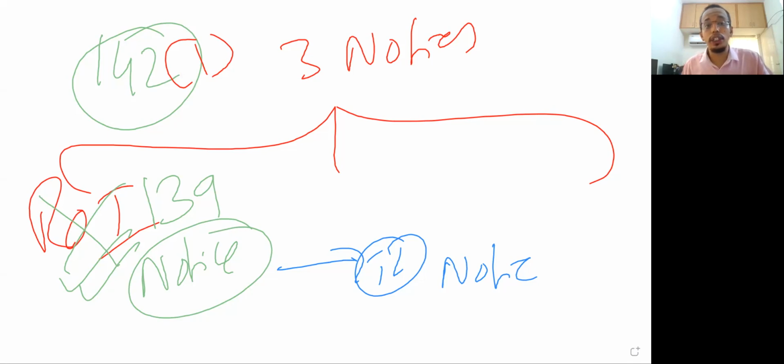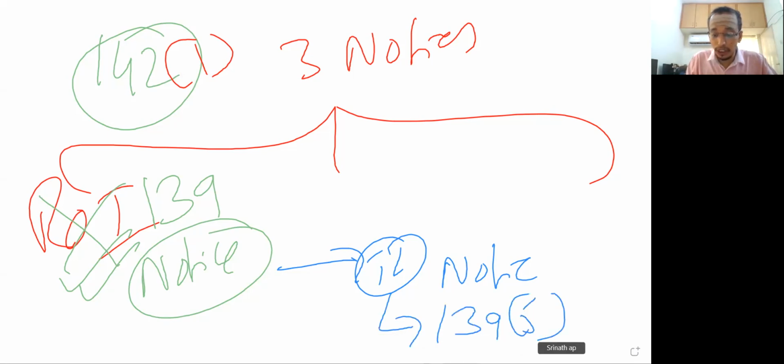And one more point: this return of income cannot be revised under section 139.5. You cannot revise this under section 139.5, not possible.